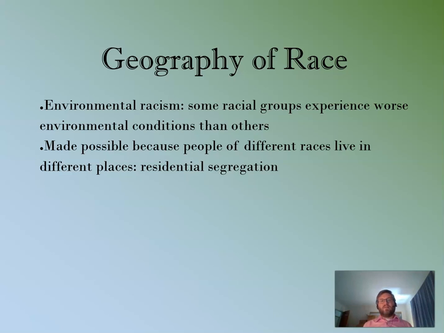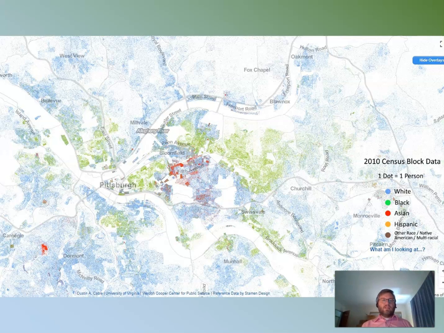So we're now going to be looking at how that residential segregation, or the separation of people into different places that they live based on their race, comes about. So first, just to see this phenomenon in action, this is a map using 2010 census data of Pittsburgh, where it's colored in based on the race of the people here.